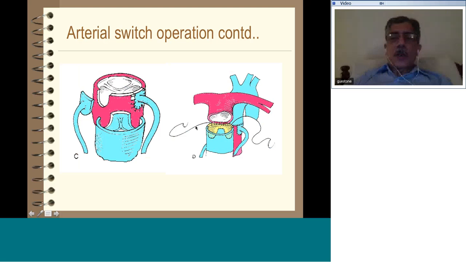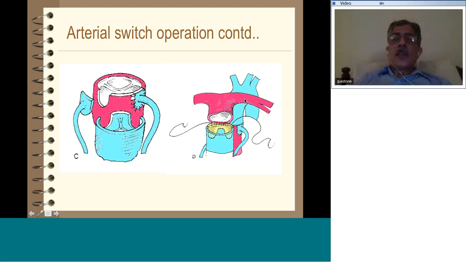And the next step is to bring the pulmonary artery bifurcation forwards in front so that it can be anastomosed to the old aortic stump. The gap left by the explantation of the coronary is filled with pericardium. And then the pulmonary artery reconstruction is done. So this maneuver is called the Lecompte maneuver. The Lecompte maneuver essentially results in the pulmonary artery bifurcation coming in front.